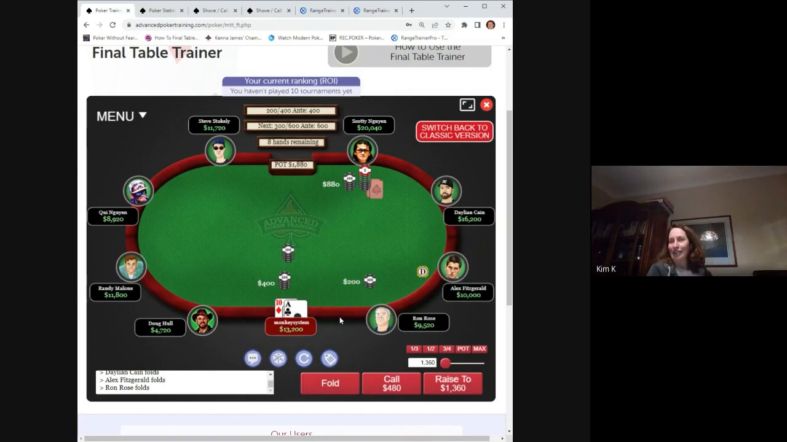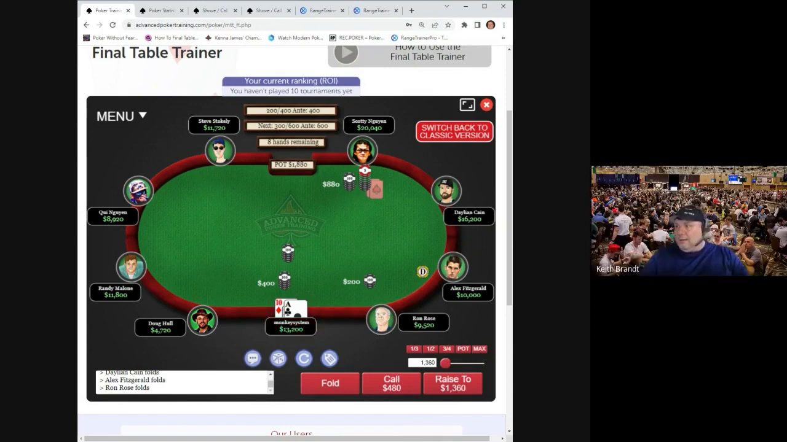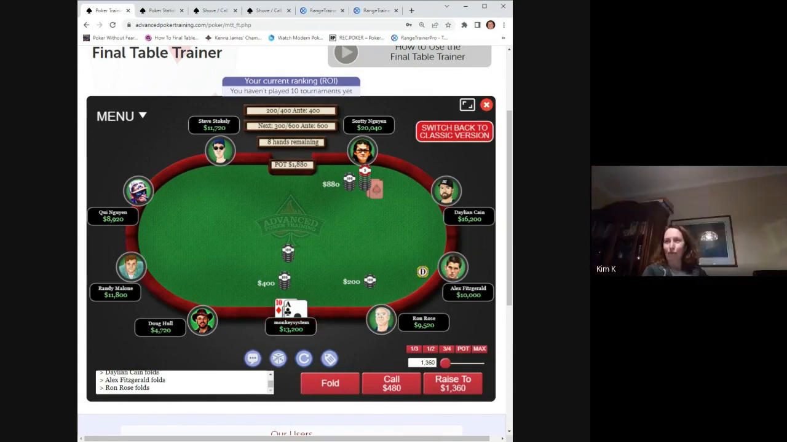But it's really hard to get into it with the chip leader when ICM is such a big factor. So certainly if we were suited, I think this would be worthwhile. Maybe it's worth a 3-bet sometimes when we're unsuited, just as a 3-bet bluffing candidate because we have the blockers, right? But it's tough. I don't know. I'm leaning towards folding now. We've got big pay jumps on this table, and I'm leaning towards folding.